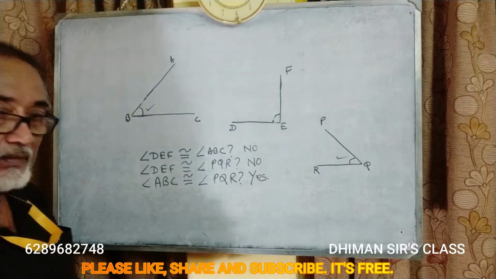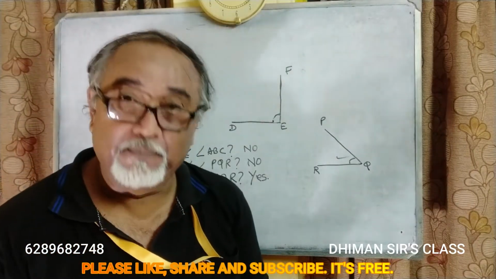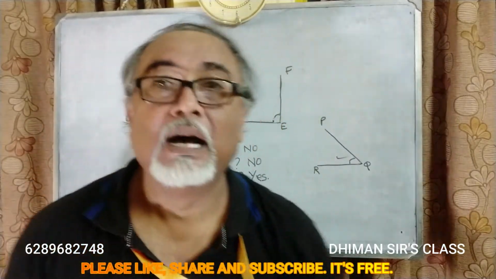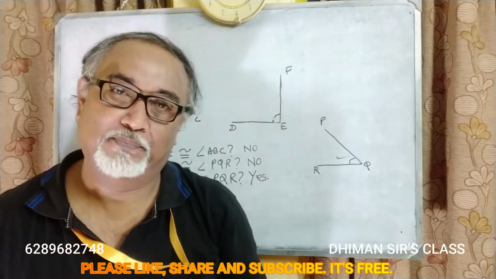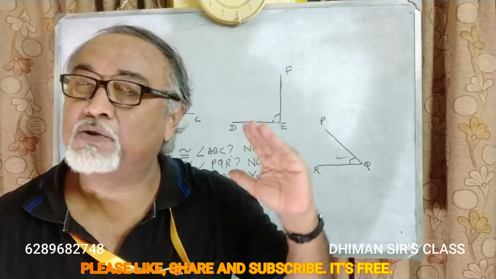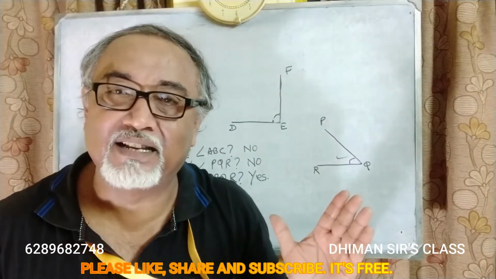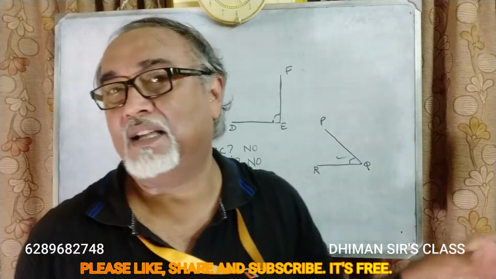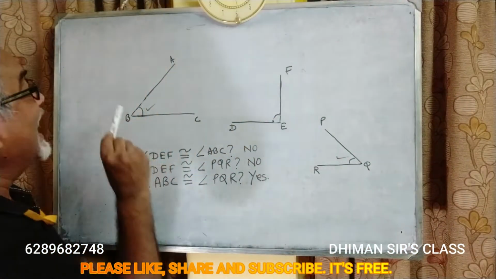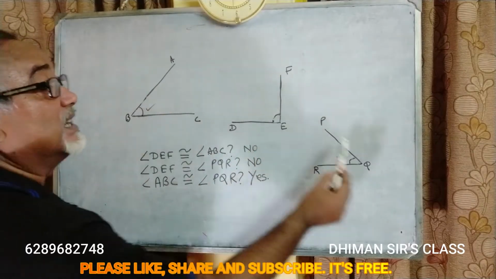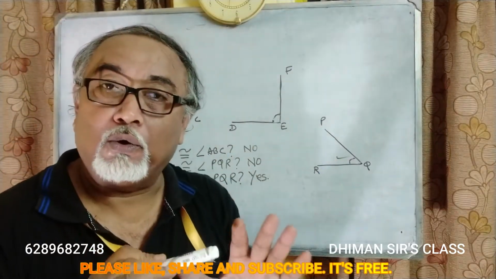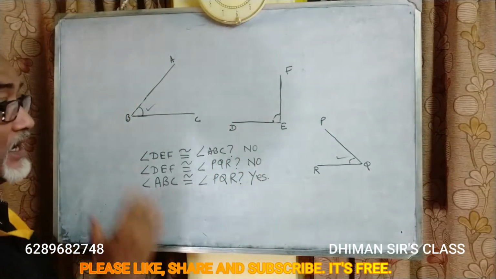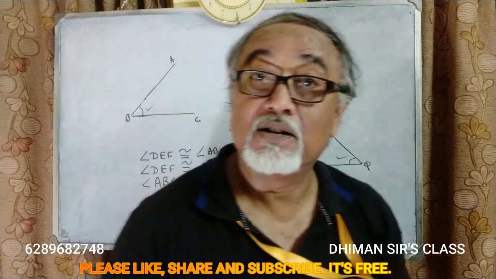So angles with equal measure are congruent to each other. Similar to the sides or line segments of equal measurement being congruent to each other, angles of equal measure are also called congruent angles. Okay? Now let us move on to congruent triangles.